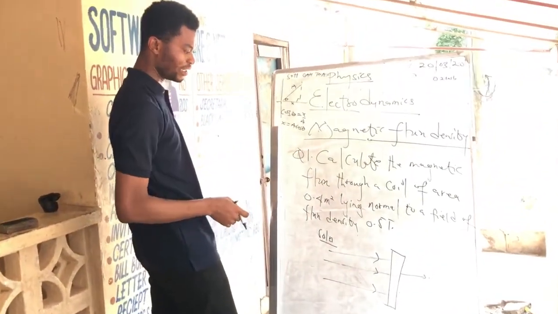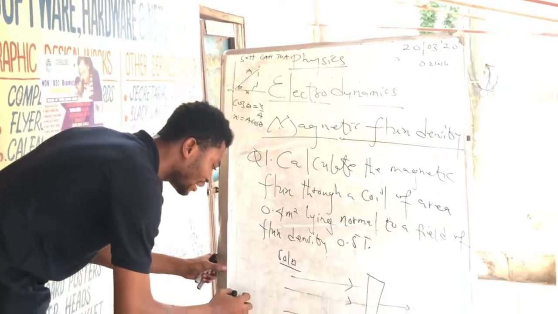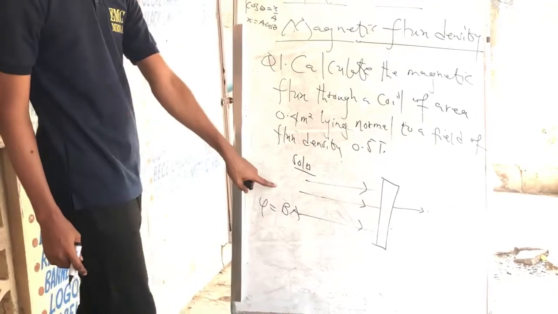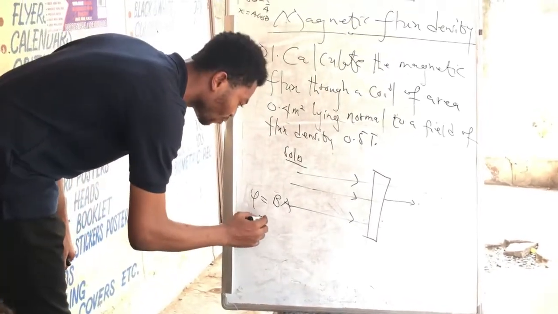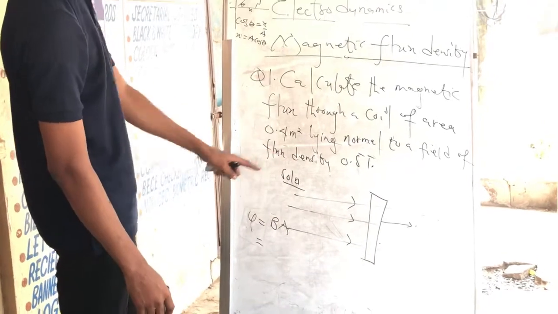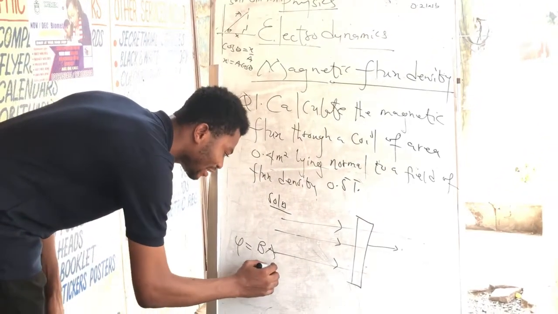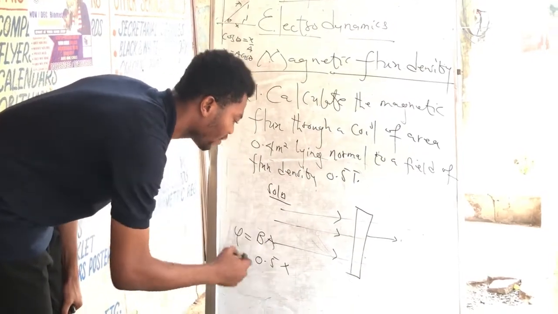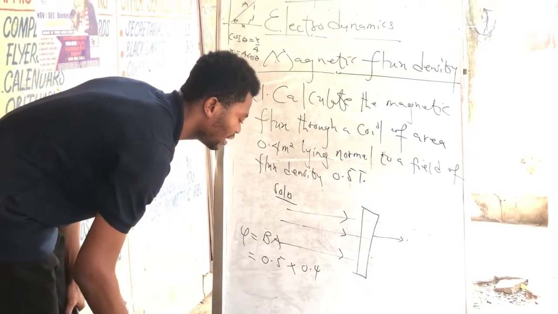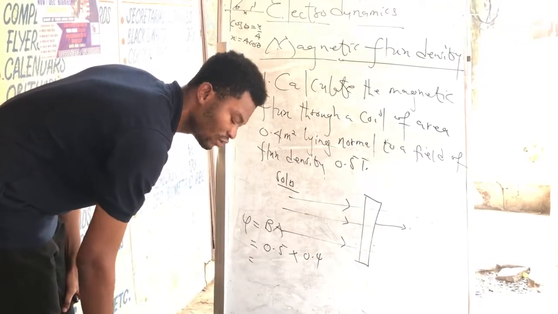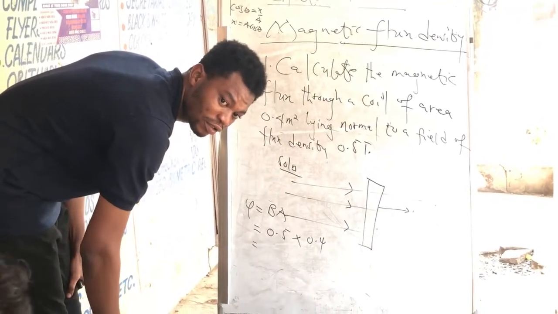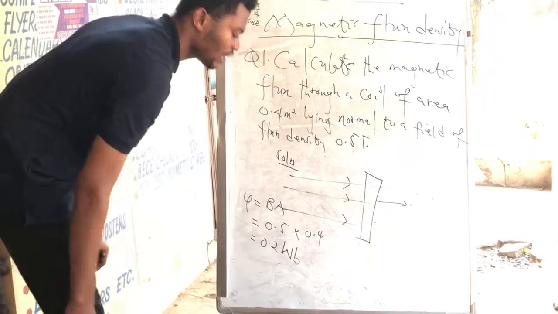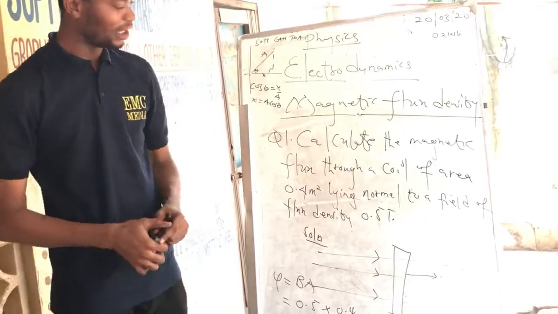And cos 0 is 1. Right? So straightforwardly, the flux is the magnetic flux density times the area. What's the flux density? 0.5 Tesla times 0.4 meters squared. And when you do this, what do you get? 0.2. It's not difficult. Let's take the last one.